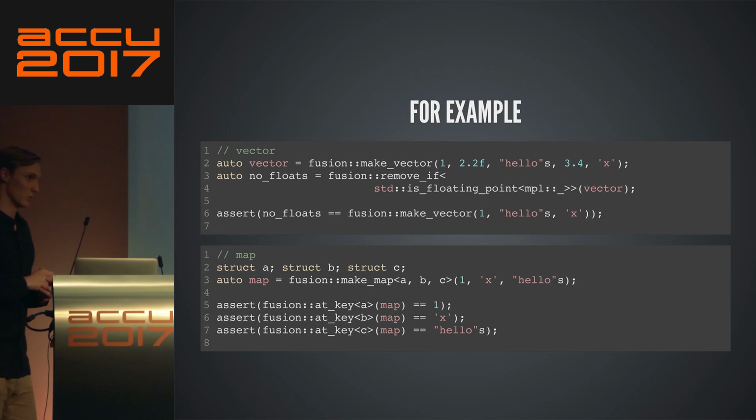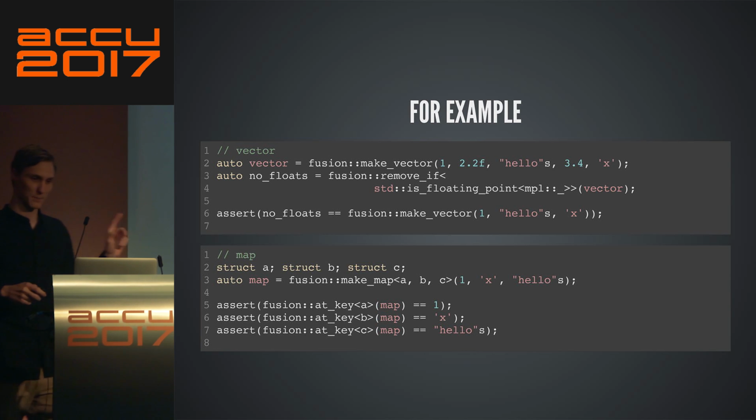And then the map, which I said was a little bit special. So you have a map, and then these are the keys. A, B, and C are the keys, and they're just types, right? So A maps to 1, B maps to char x, and C maps to the string hello. And then I use add key here to access the appropriate element in the map.